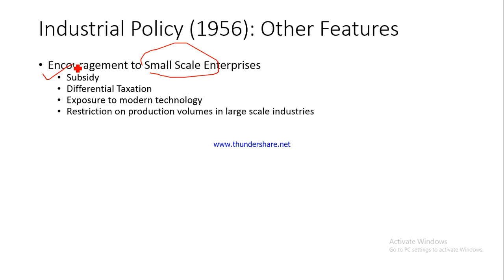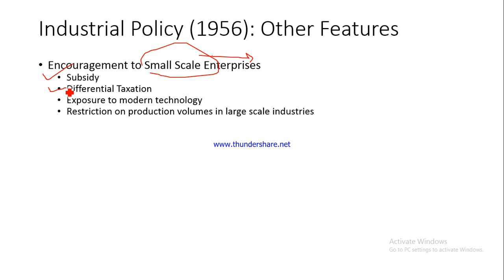And the industrial policy said that subsidies would be provided to the small scale enterprises. I hope you recall the importance of small scale enterprises for the economy of the country. We have talked about how they help check rural to urban migration. They bring about more balanced regional economic development, and plus they also provide jobs to a number of people. So government said that would be encouraging small scale enterprises by providing them subsidy by differential taxation.